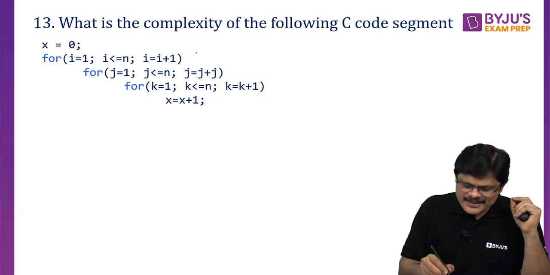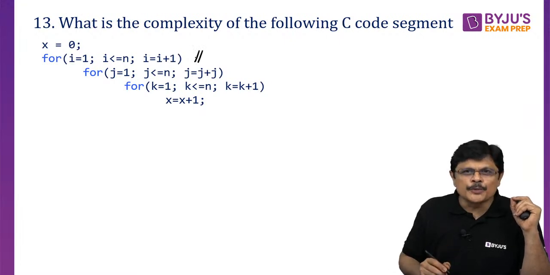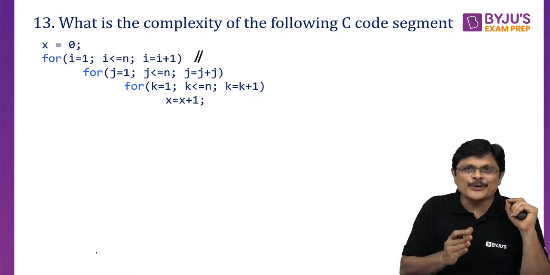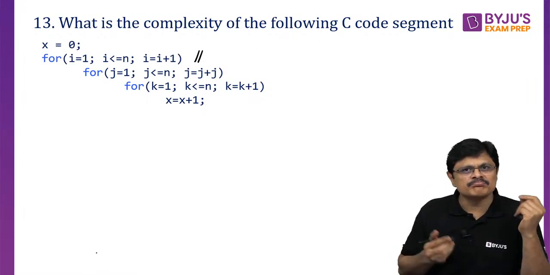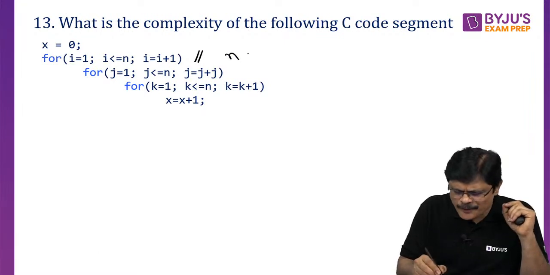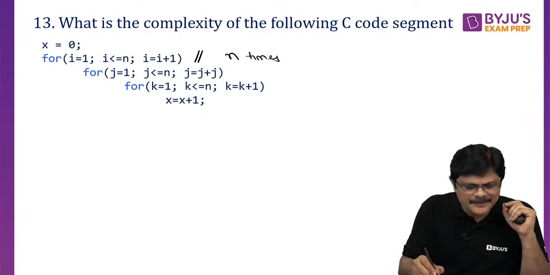Now if you observe this, the outermost loop iterates how many times? i equals 1, i less than or equal to n, i equals i plus 1. Regular rule, first rule, n times.